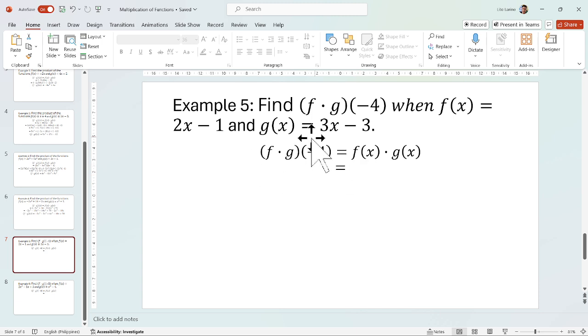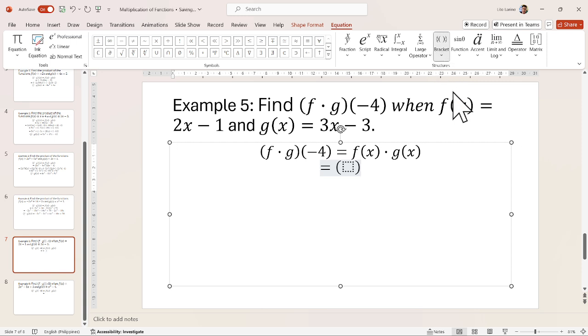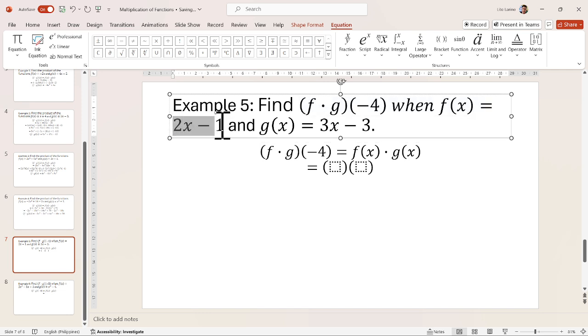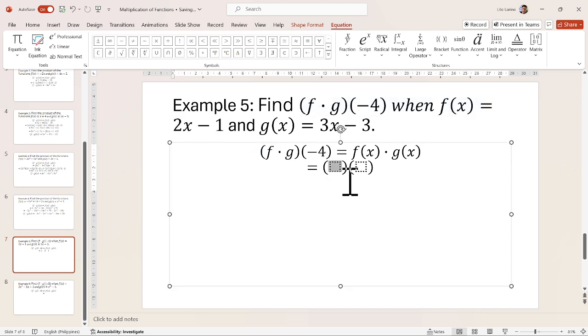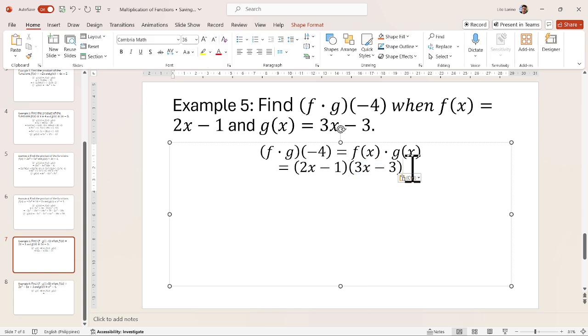Now, example number 5, in this case, we have a specified value for x. We have f times g of negative 4. This means that the product of the two functions will be evaluated at x equals negative 4. Thus, we will first determine the product of these two functions. Substituting, we have 2x minus 1 for f of x, and for g of x, we have 3x minus 3.